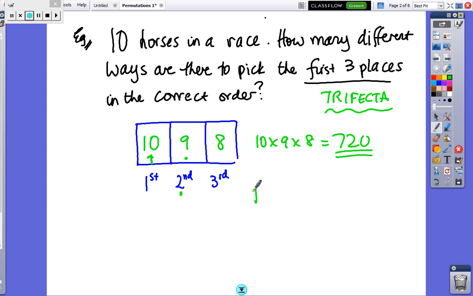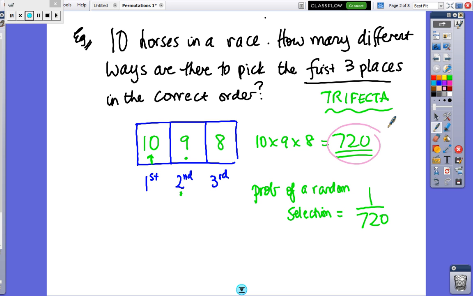And if the question turned into a probability of a random selection being correct, like if you choose one at random, the answer would be 1 over 720. So the probability that one selection is correct would be 1 over 720. This number, the 720, gives us the total number of possibilities, and when we turn it into probability, that becomes the denominator.